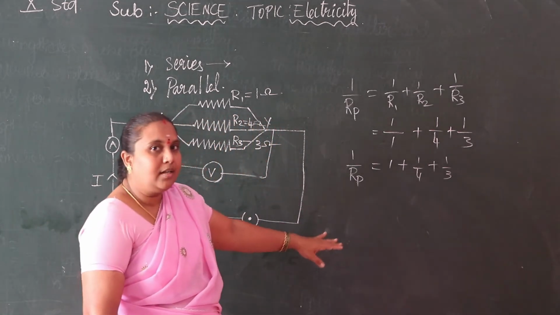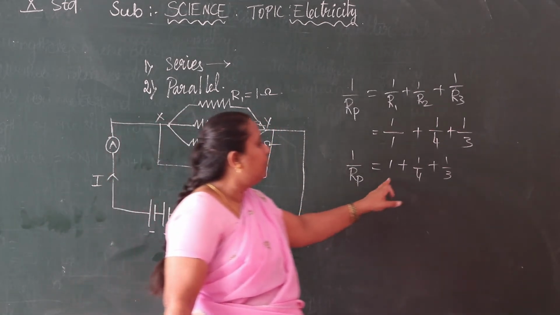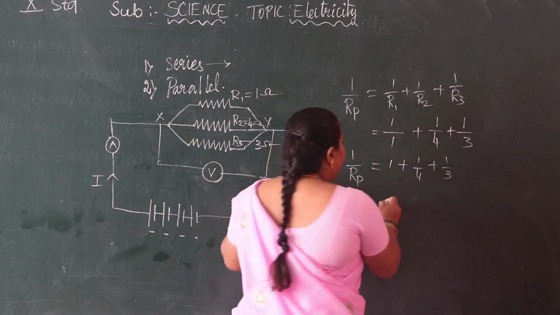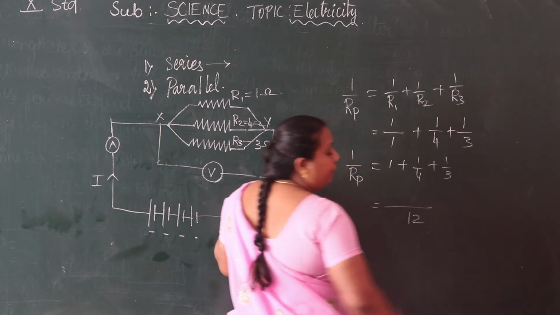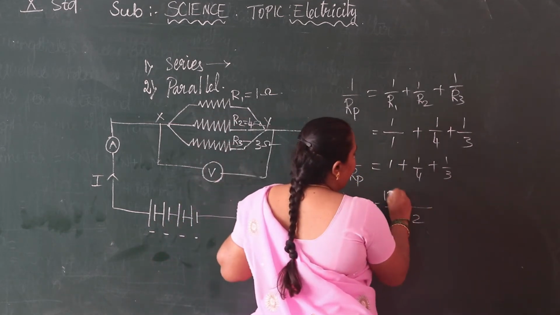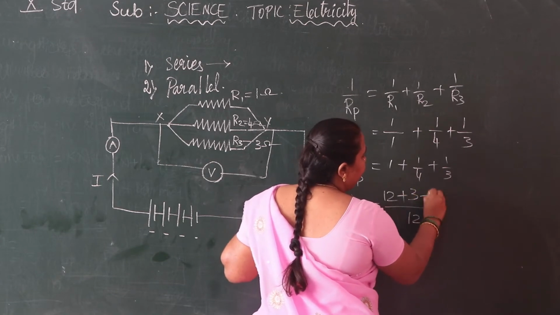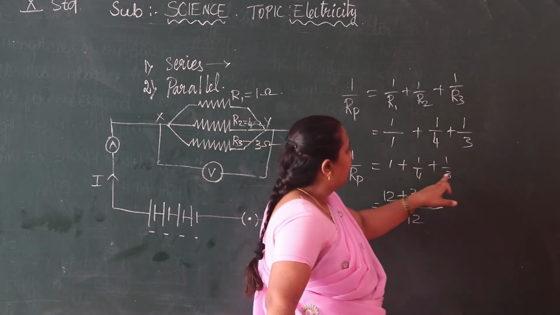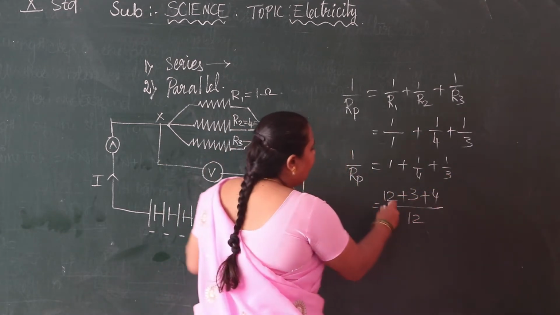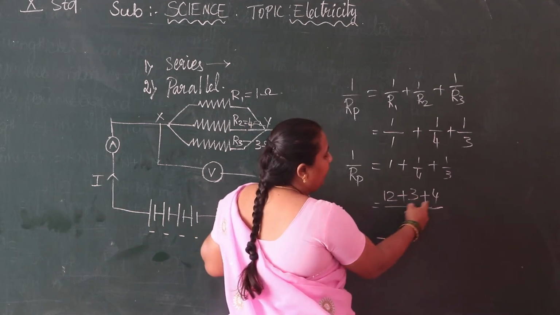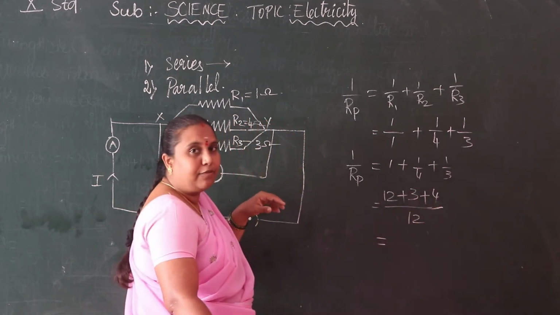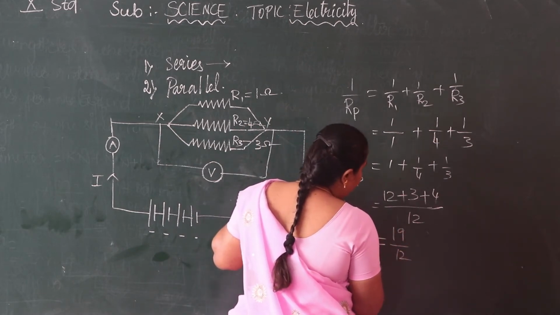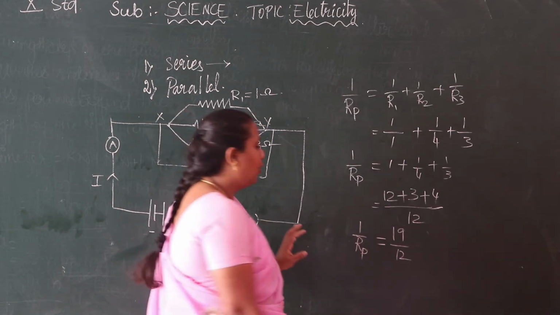We can't add as it is, so here we want to take the LCM. What is the LCM of 4 and 3? LCM of 4 and 3 is 12. Is it right? LCM of 4 and 3 is 12. So here 12 plus 3 plus 4. Now we have 12 plus 3, 15. 15 plus 4, 19. So 19 by 12. So 1 by Rp equals 19 by 12 ohm.